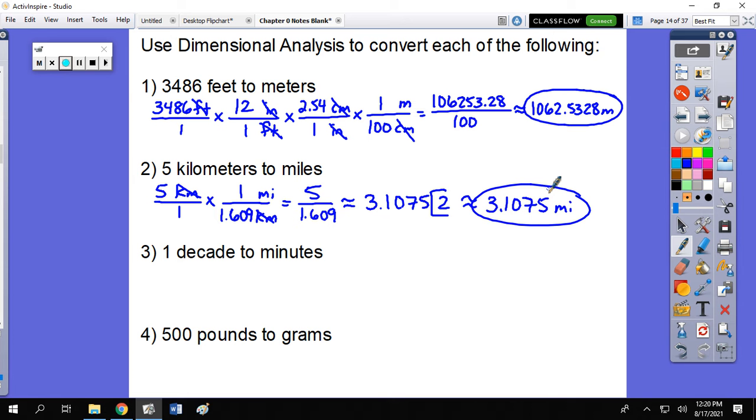Okay, pause the video, try numbers 3 and 4 on your own, then resume the video to see how you're doing. All right, 1 decade is equivalent to 10 years. So we can convert it into years.